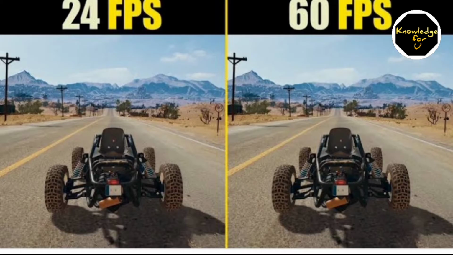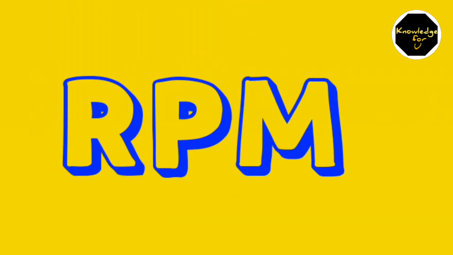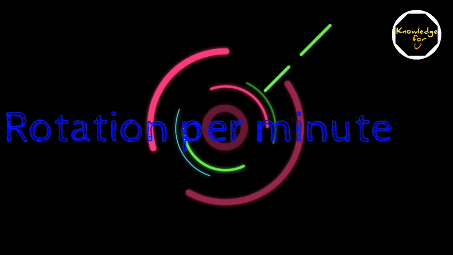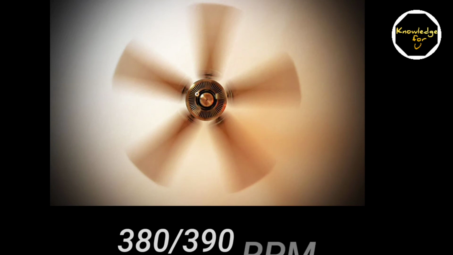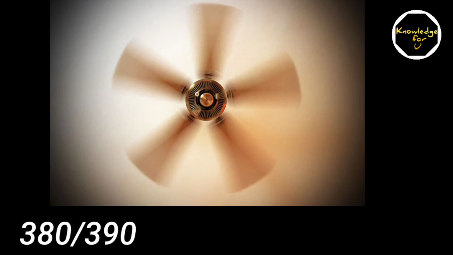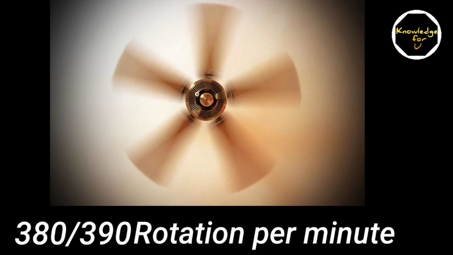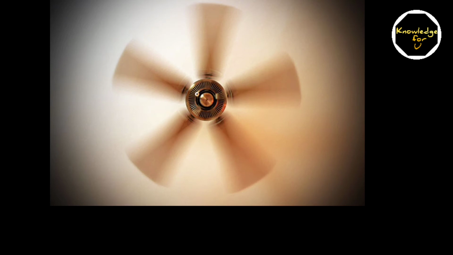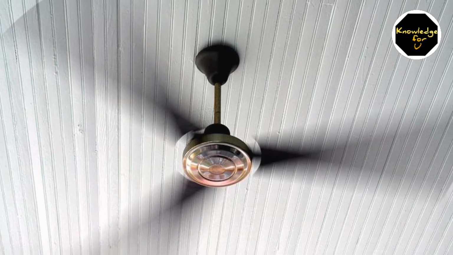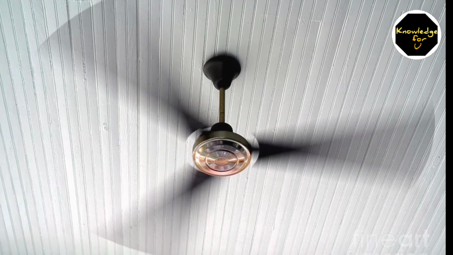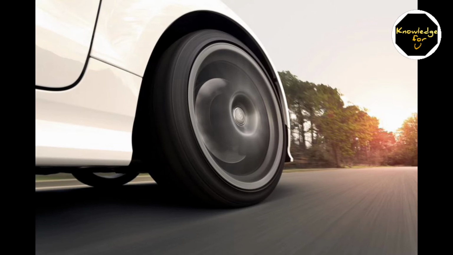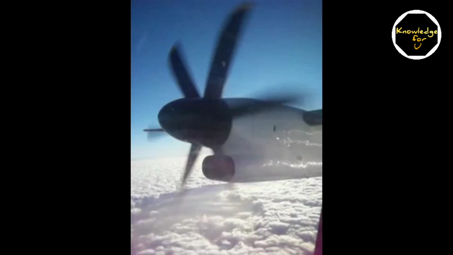But in the mechanical world, we use RPM. The abbreviation of RPM is rounds per minute or rotations per minute, whatever you can say. The high speed fan rotates at 380 to 390 rpm, which means it makes 380 or 390 rotations per minute. Now let's look at what happens in the fan and why it seems to be spinning backward. This not only happens in the fan, it also happens in car wheels and anything which rotates.